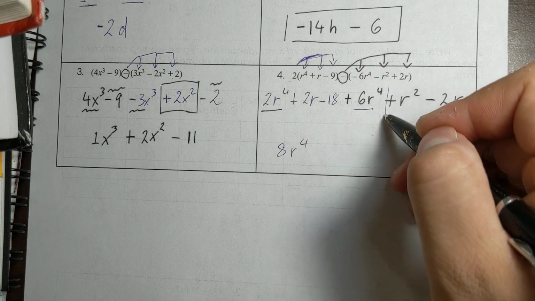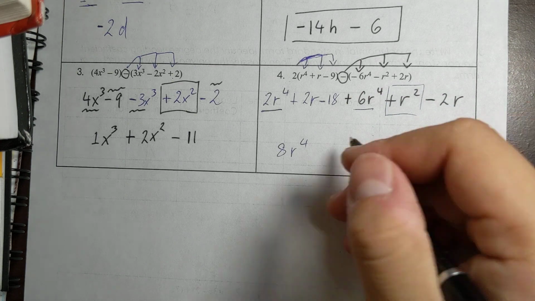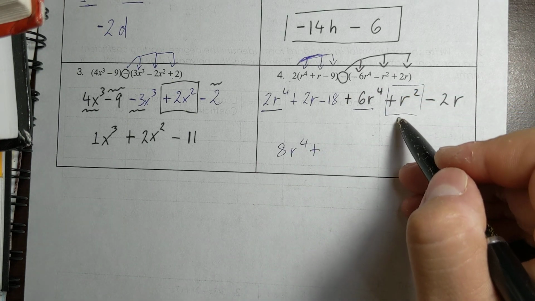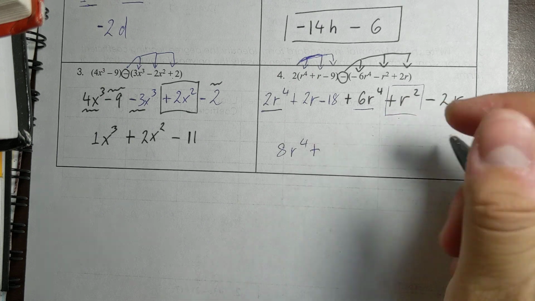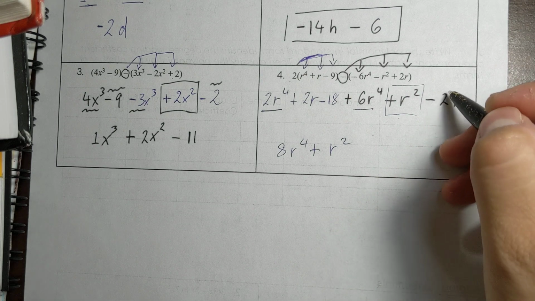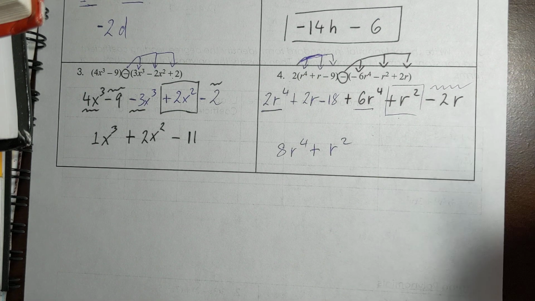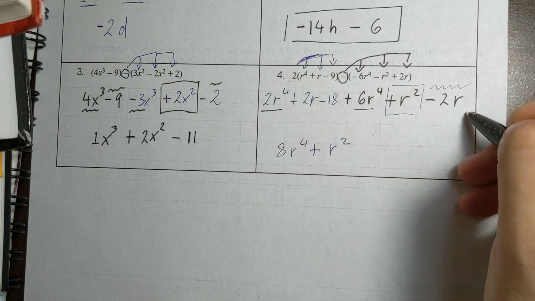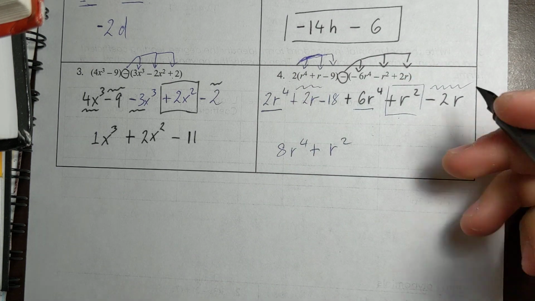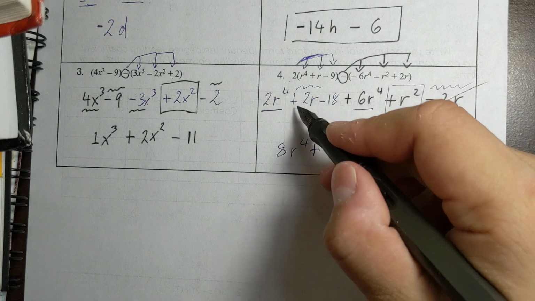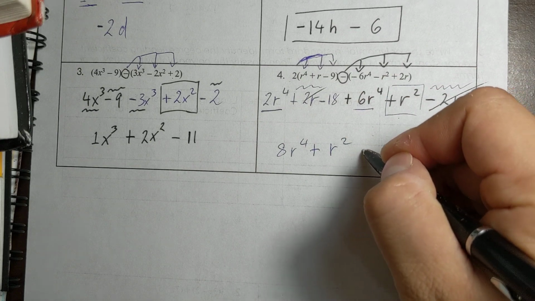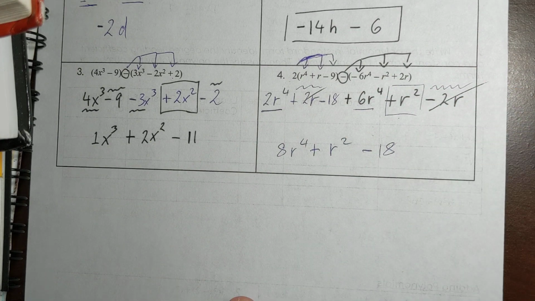Second highest power should be this one, r squared. There's no other r squared in these terms besides this. So all you have to do is just move it down. Last but not least, negative 2r, positive 2r. These two will cancel each other out because they add up to 0. What's going to remain will be negative 18. This is your complete answer.